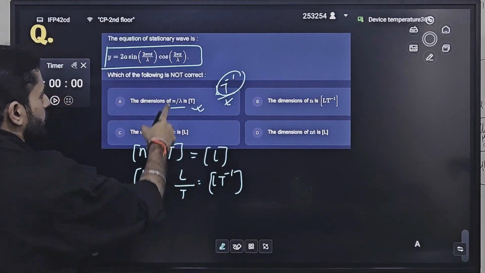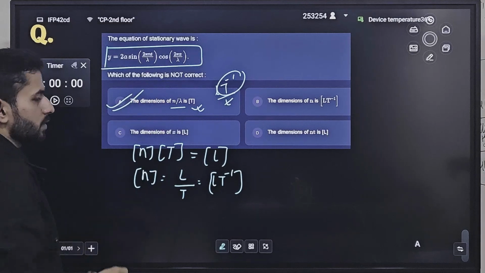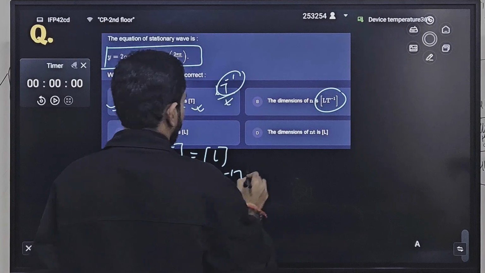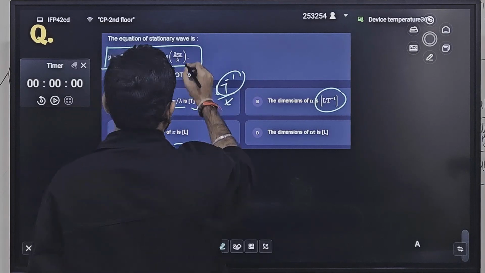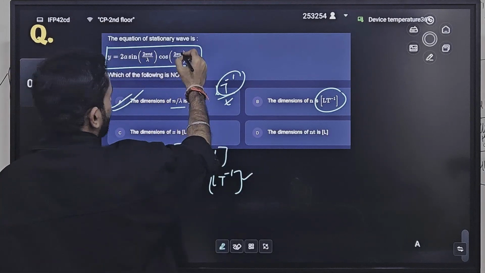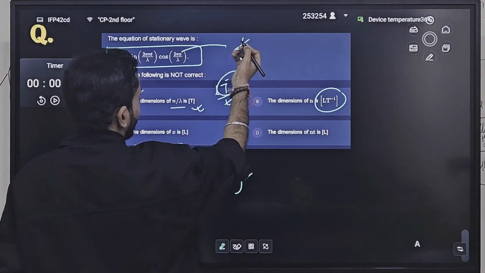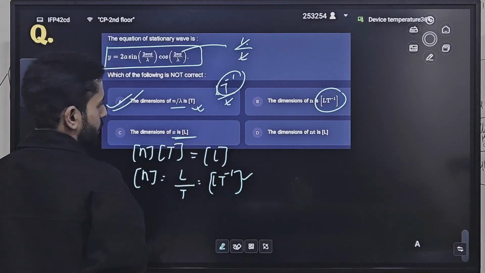Which option is not correct? I will say the option itself is not correct. Let's see other options also. N, LT minus 1, correct. Dimension of x: because here also it is a dimensionless quantity, the numerator should be L, the denominator should also be L, so it will get cancelled. The option is also correct.